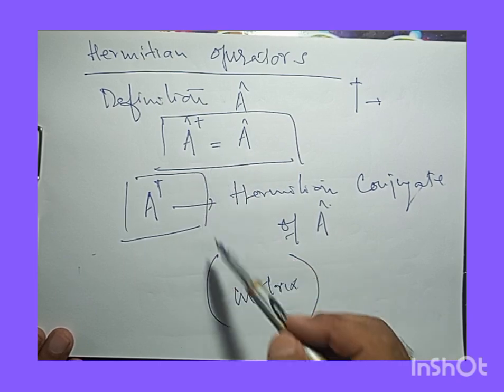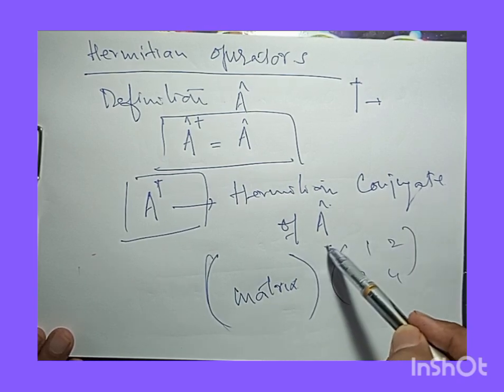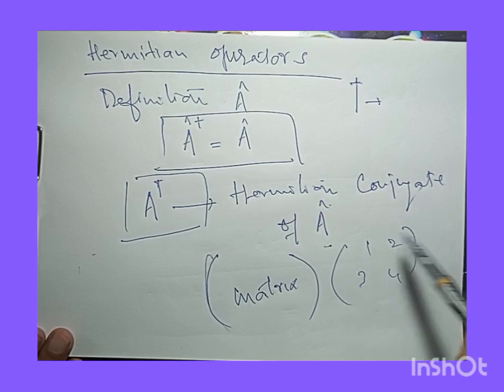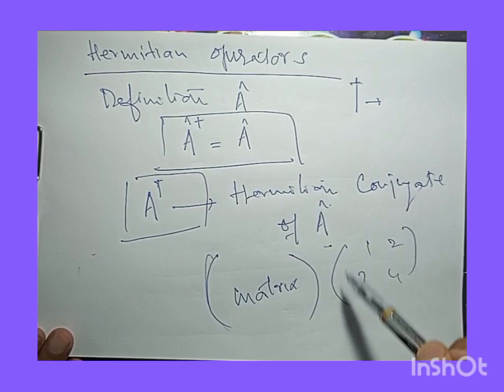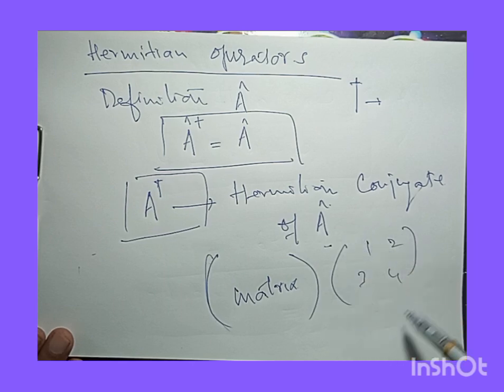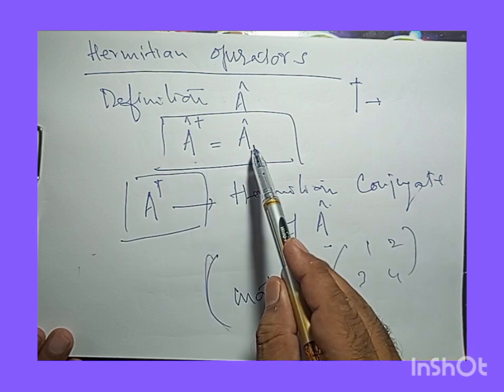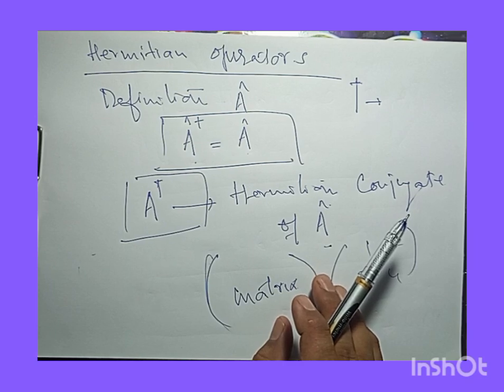And we understand that this dagger means that if we have a matrix, say 1, 2, 3, 4, we have to take its transpose and then the complex conjugate of each element in this matrix, if they are complex numbers. If they are not complex numbers, then you will not have the complex conjugate. So for complex numbers, for complex functions, we will have a complex conjugate. If the complex conjugate of the transpose equals the original operator, then this operator is referred to as the Hermitian operator.